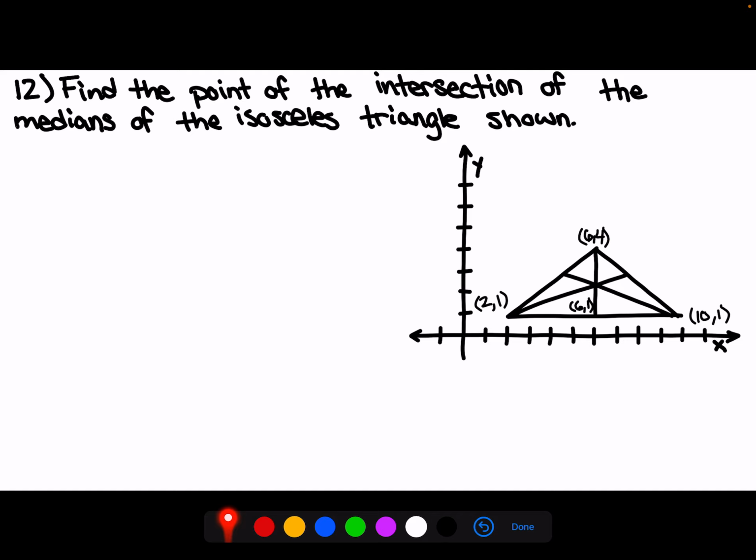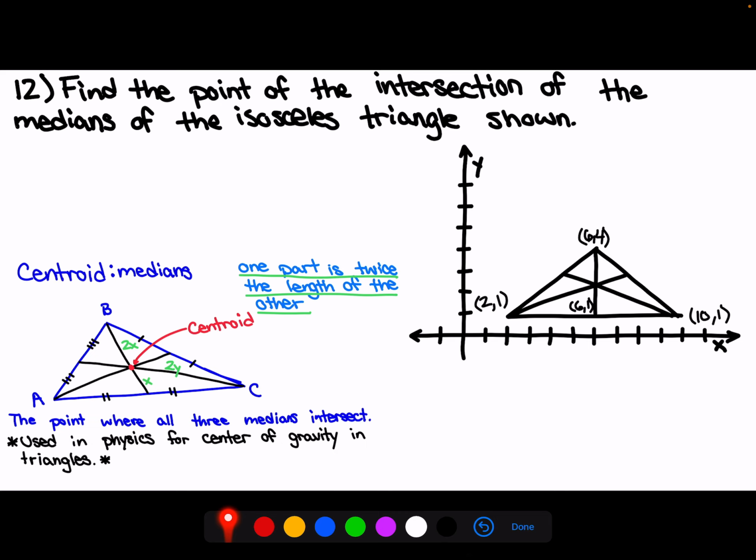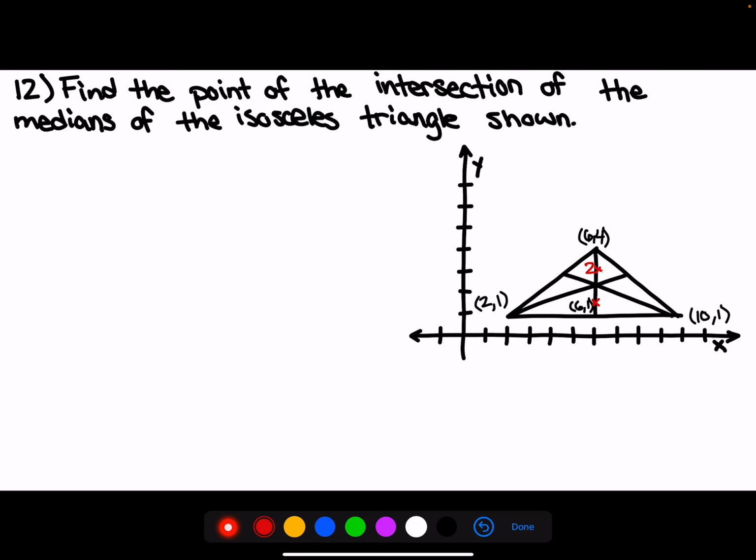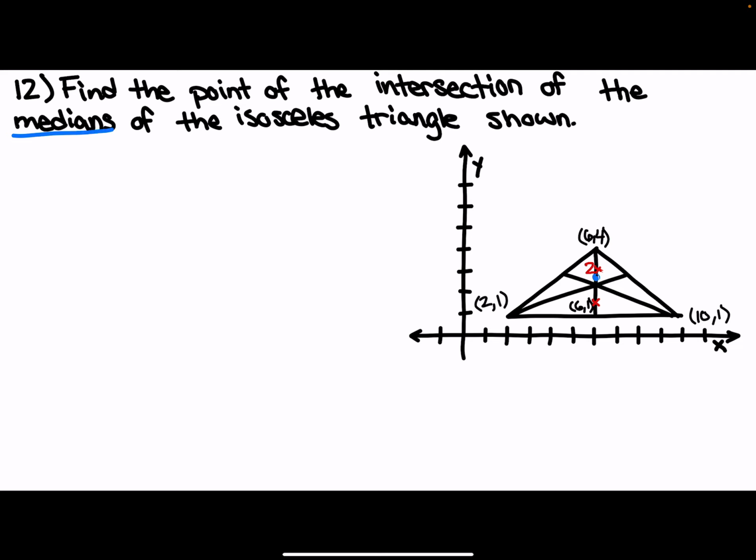Now, from what we learned about medians, we know that in centroids, the longer part of the median is twice the shorter part. So if the long part is 2x, the shorter part is x. So I can go ahead and set up that ratio over here as well. I could say, oh, this is 2x, this is x. The next thing that we need to do is we need to find the total length of this segment. Well, if I look at it, I'm going from 1 to 4. So the total length is going to be 3.